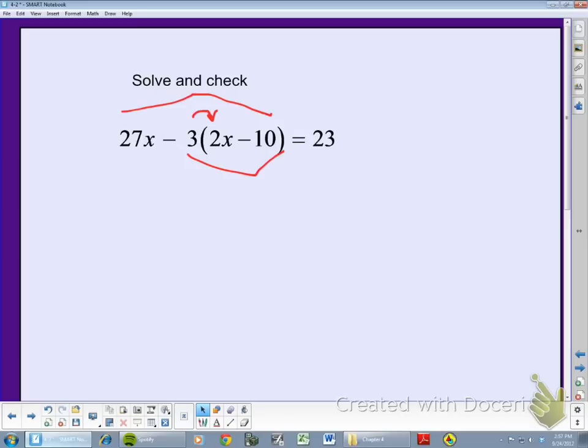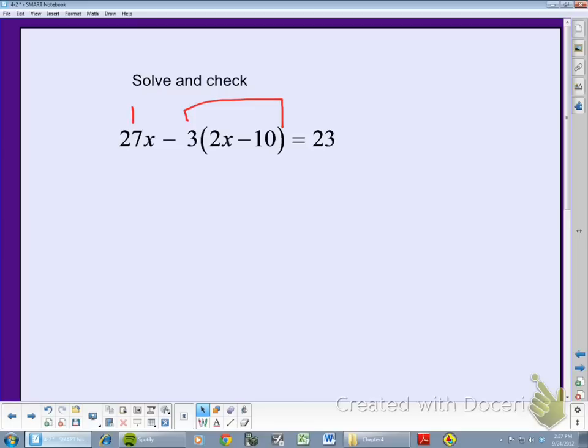All right, so your 27x is being subtracted. You're supposed to subtract this whole thing from 27x. Be really careful about the way that you think about this problem because it's not just minus 3. It's actually minus this whole thing. Okay, so the first step that I want you to do is change everything into addition.